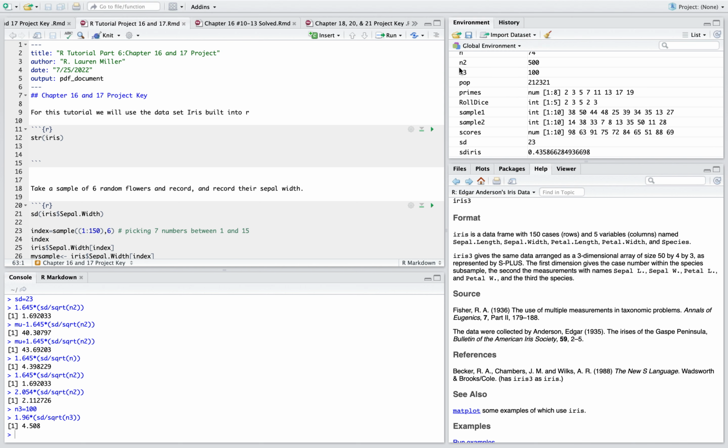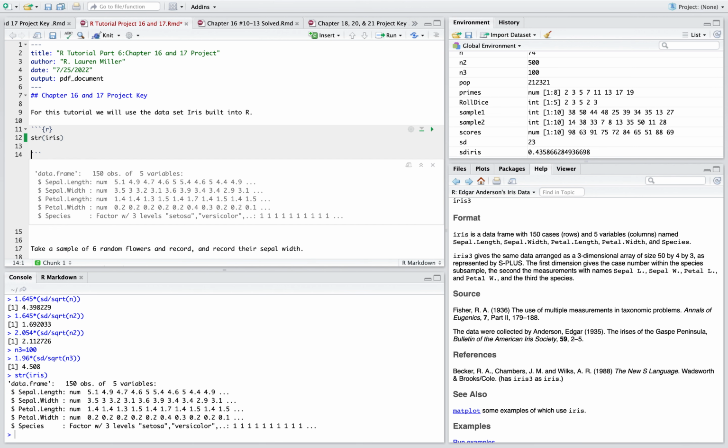So here is our tutorial part 6, maybe it's part 7, but this is for the chapter 16 and 17 project. This is really focusing on confidence intervals and margins of error. So for this tutorial, what I want to do is use the iris data set that's been built into R. I use it in a lot of my tutorials. It's just like a nice little data set.